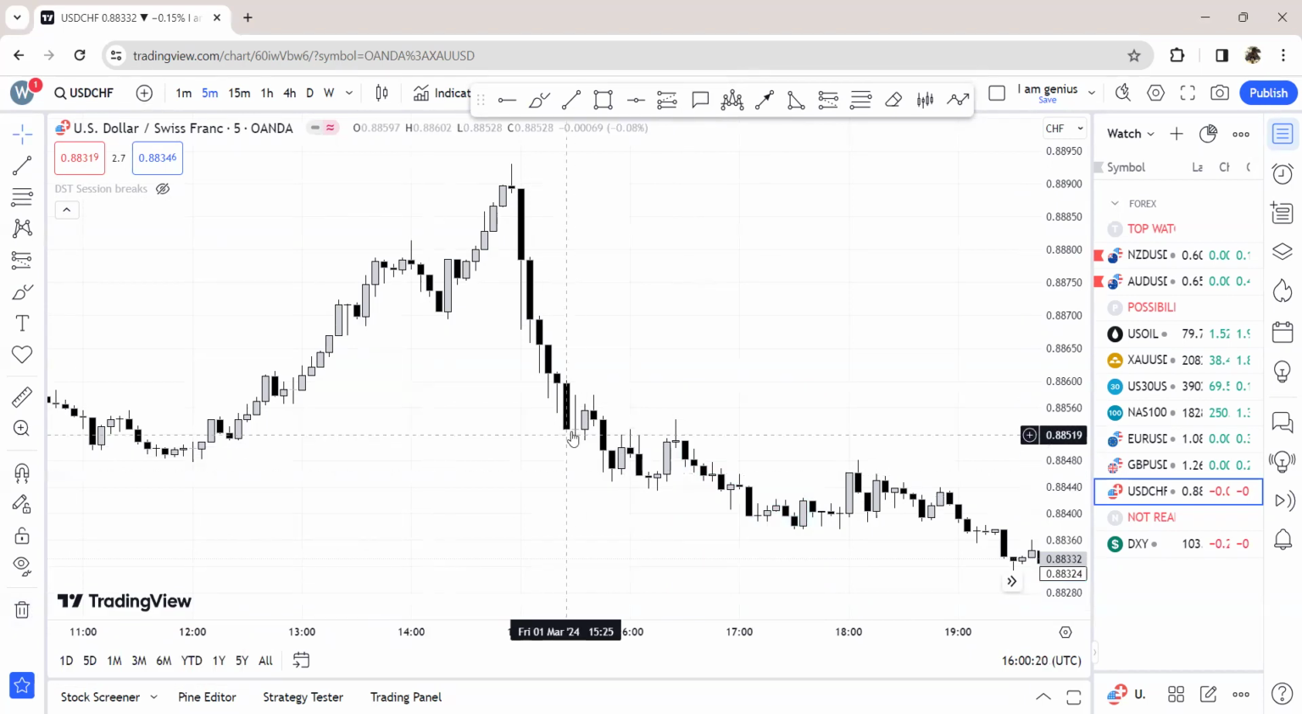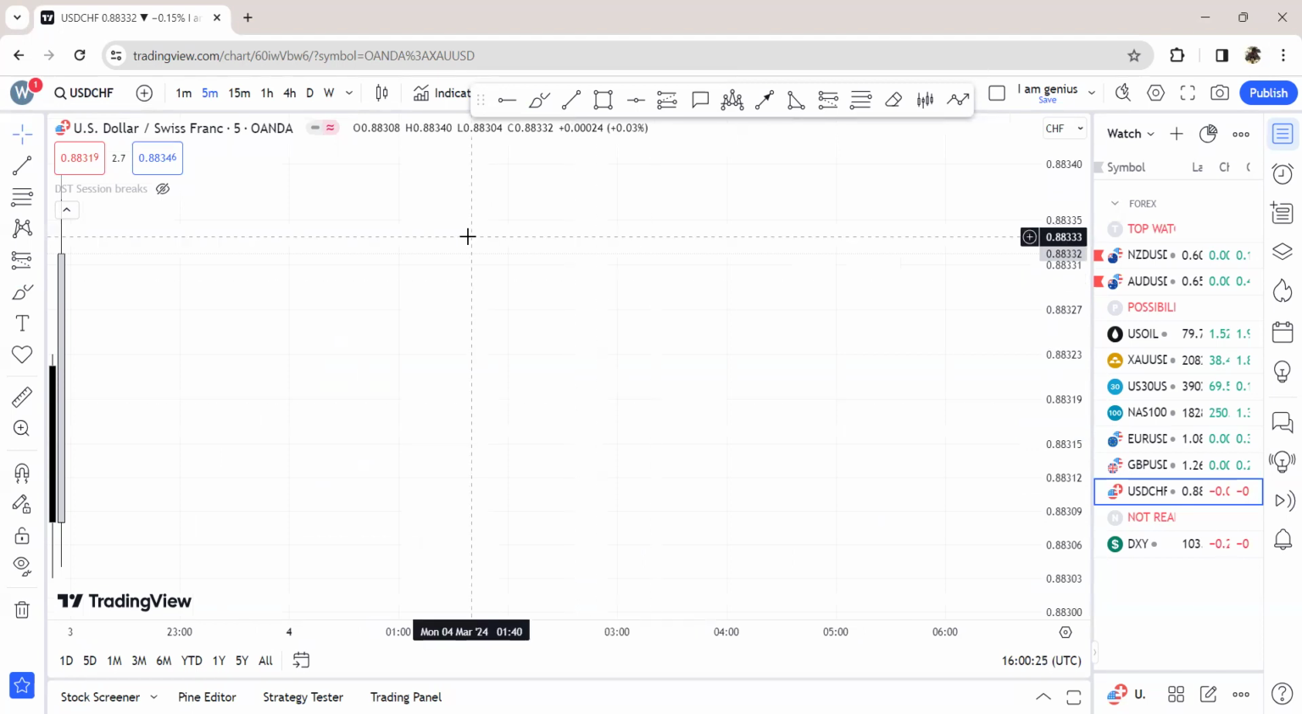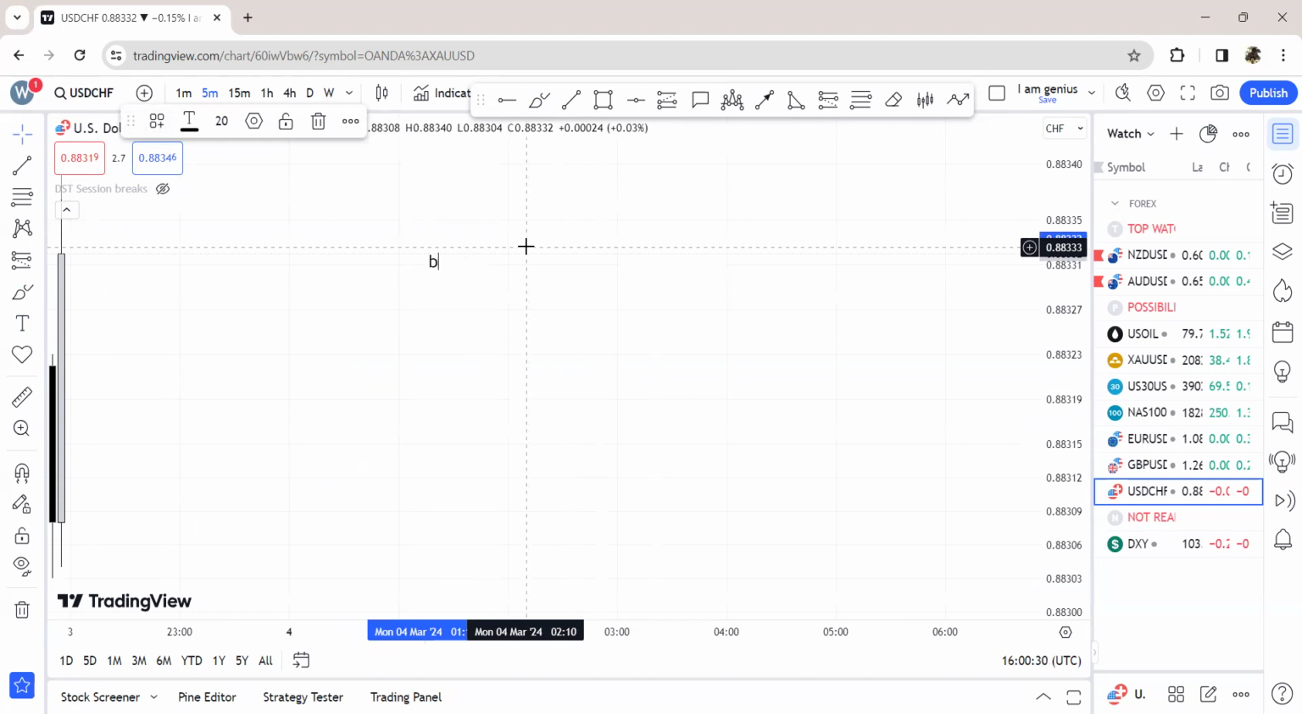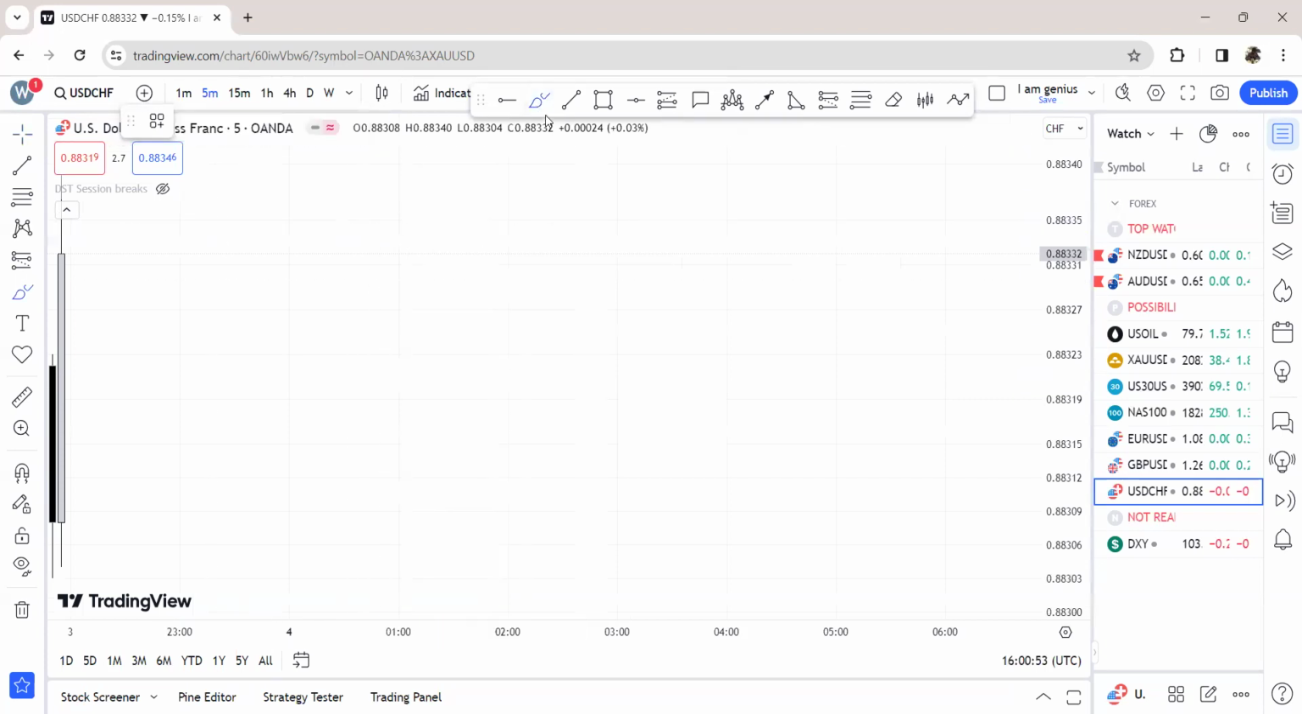Hope this helps. The last thing is, what if, let me write this here. I was talking about base and quote currencies. Now, what if the USD is not your base?